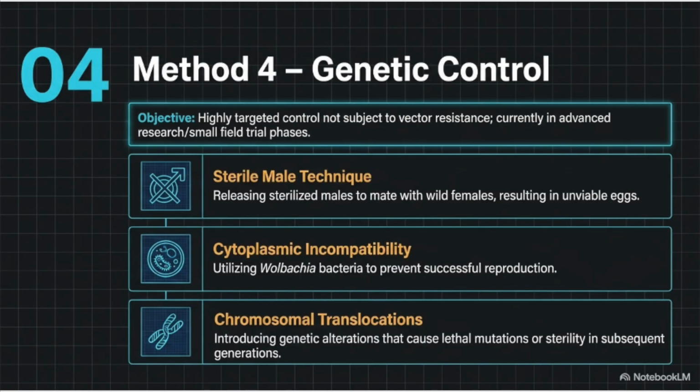The fourth method is genetic control, aimed at highly targeted control that is not subject to vector resistance and currently in advanced research or small field trial phases. This includes the sterile male technique, releasing sterilized males to mate with wild females, resulting in unviable eggs. It includes cytoplasmic incompatibility, utilizing Wolbachia bacteria to prevent successful reproduction. And it includes chromosomal translocations, introducing genetic alterations that cause lethal mutations or sterility in subsequent generations.